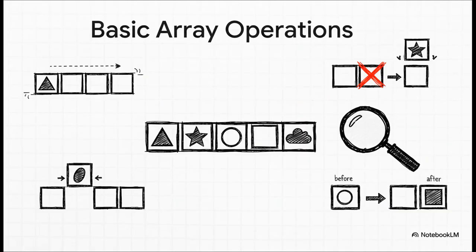So what can you actually do with an array? Well, a bunch of fundamental things. You can traverse it, which just means visiting each box one by one. You can insert a new item. You can delete an old one. You can search for a specific item, or you can update an item that's already in there. These are the basic actions that make the whole structure so useful.